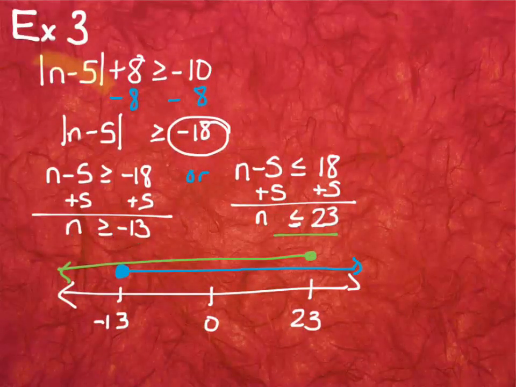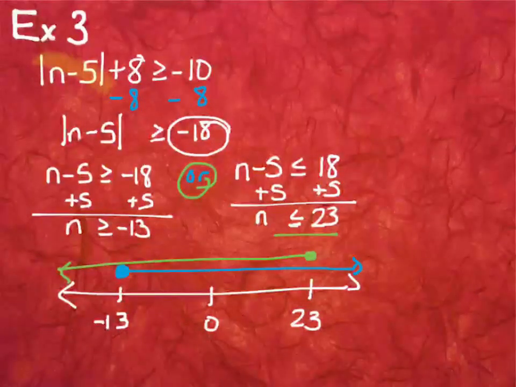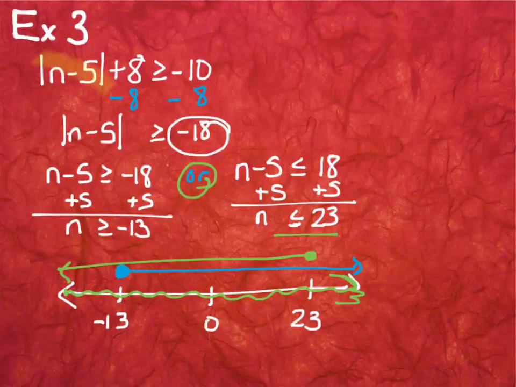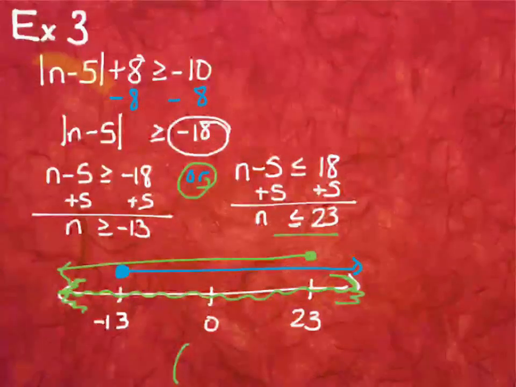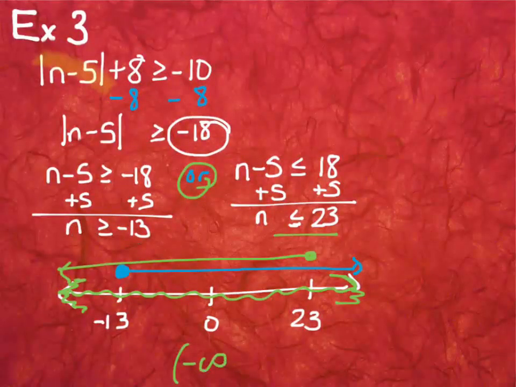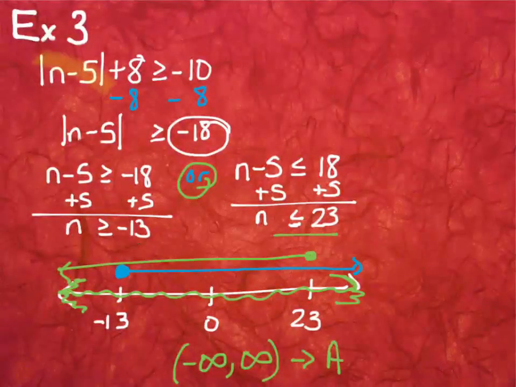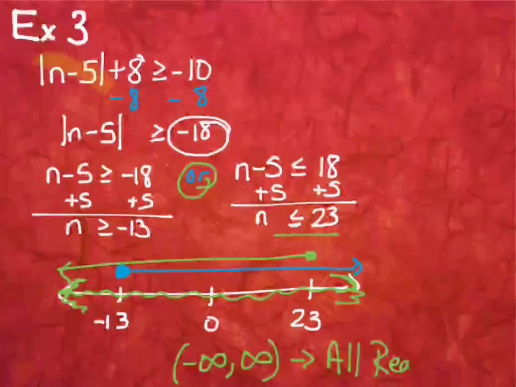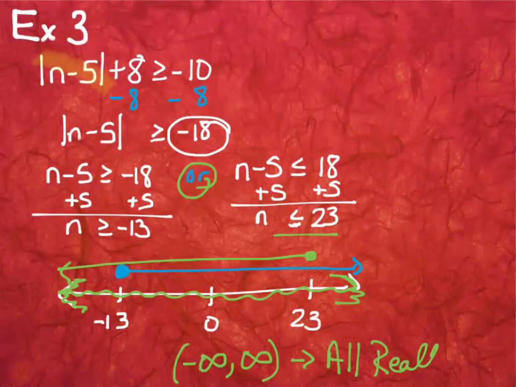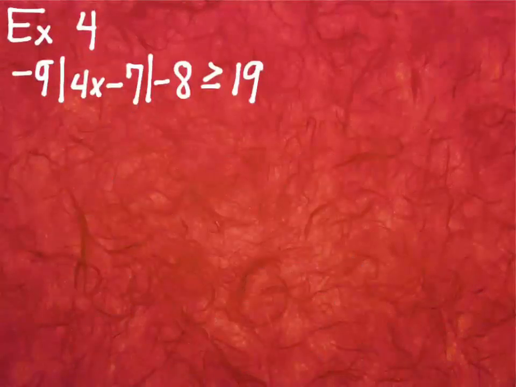With or, which is what we separated it with, that is anywhere that's shaded. So if I was to sandwich these together, the entire number line would end up being shaded. So when I write that in interval notation, that's negative infinity to positive infinity, or all reals. So negative infinity to positive infinity, which is the same thing as all reals. Let's look at our next example.